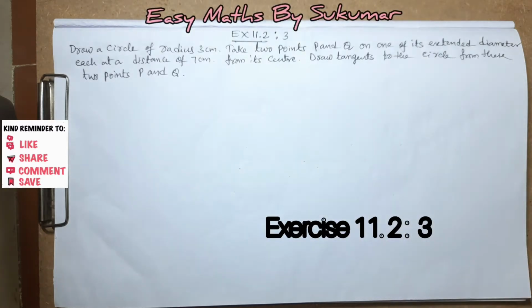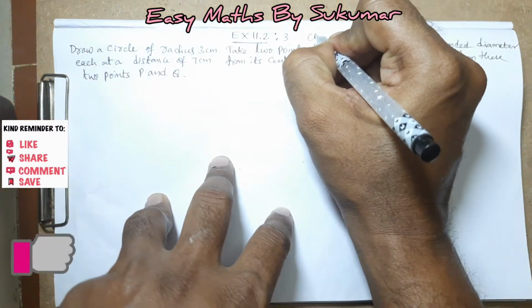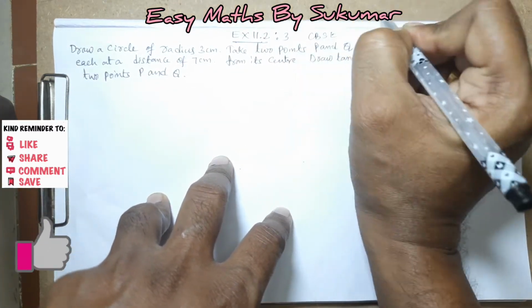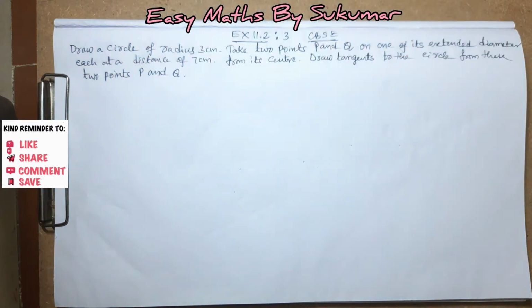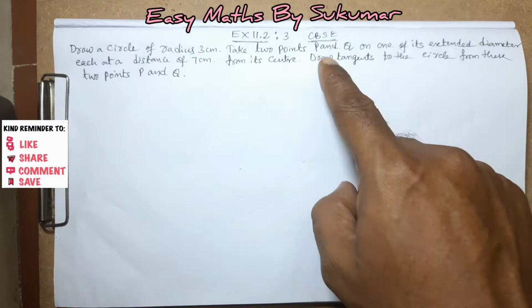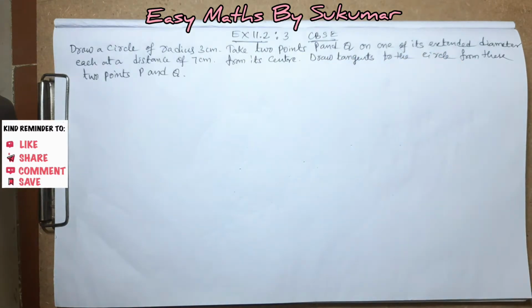Exercise 11.2, third construction, for CBSE students only. Draw a circle of radius 3 centimeters. Take 2 points P and Q on one of its extended diameters, each at a distance of 7 centimeters from its center. Draw tangents to the circle from these 2 points P and Q.